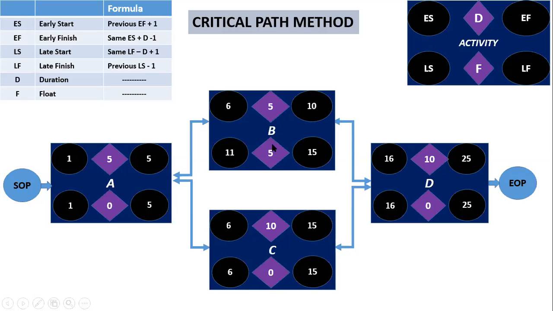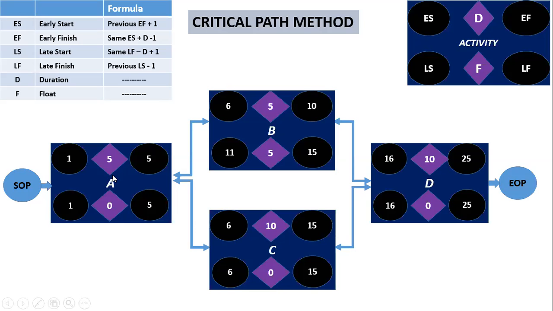That is, we have a flexibility of 5 days to complete task B. Got it? Yes, sir. This is called slack or float. Now, in activity A, 5 minus 5 is 0, and 1 minus 1 is 0. Here we are not getting any float.